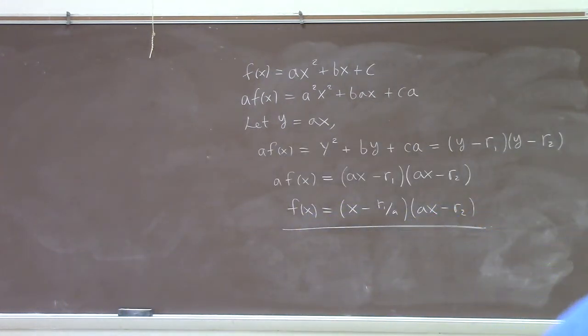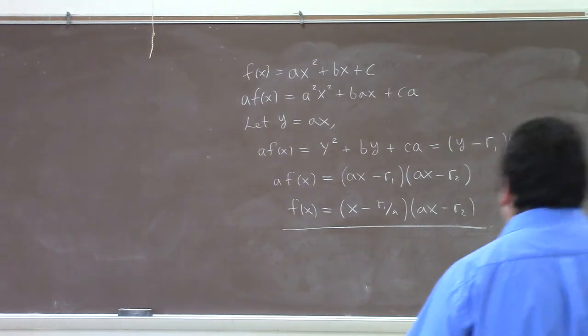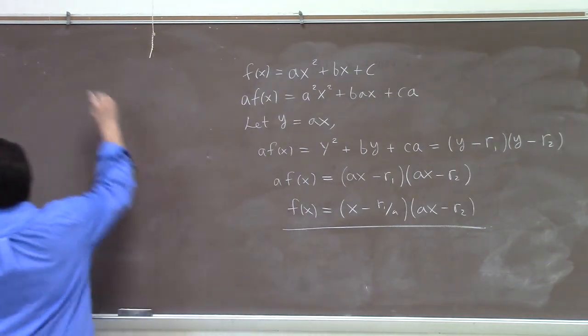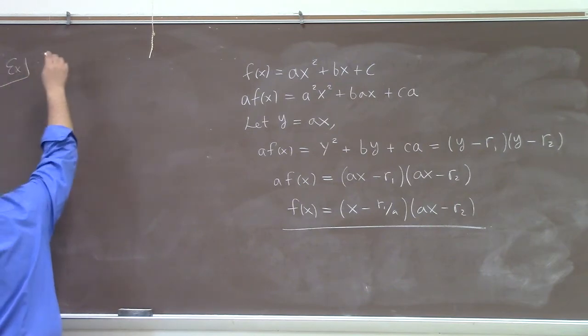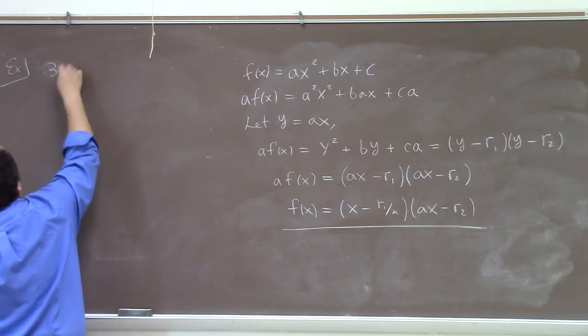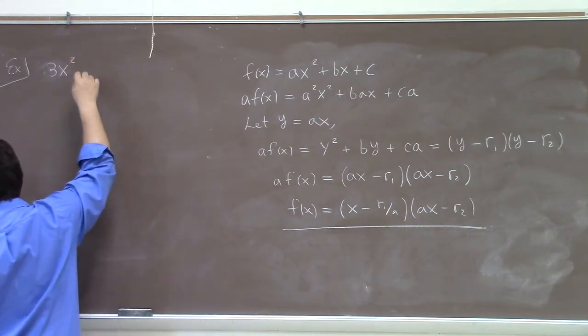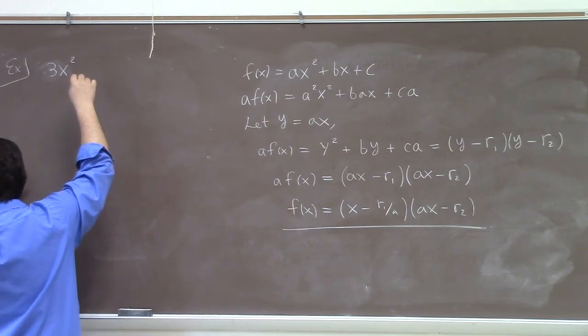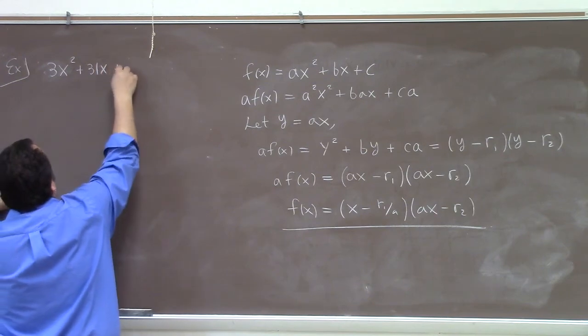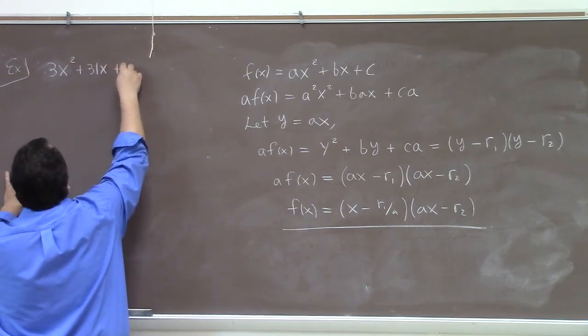So how about... Oh, you moved, okay. You've been moving. How about, oh, let me do one. 3x squared plus 31x plus 10.